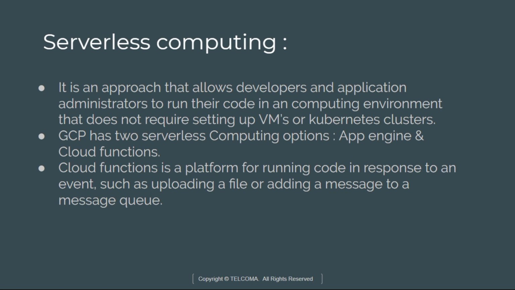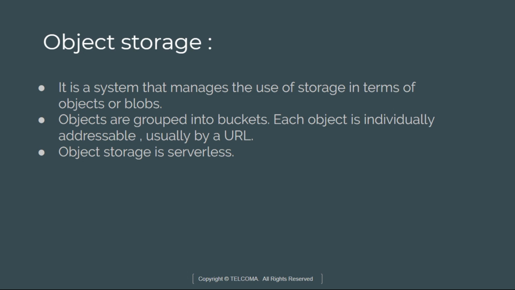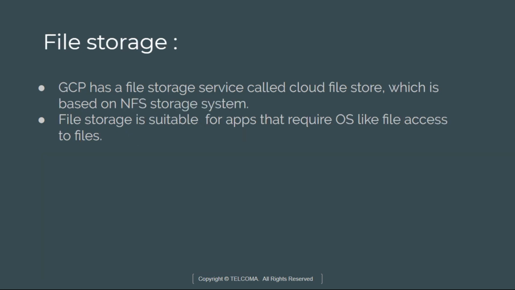Cloud Functions is a platform for running code in response to an event, such as uploading a file or adding a message to a message queue. Now let's talk about storage. We have object storage, file storage, block storage and caches. Object storage is a system that manages the use of storage in terms of objects. Usually these objects are files, but it is not important to know that; files are not stored in a conventional file system. Objects are grouped into buckets and each bucket has its own URL. It is serverless.